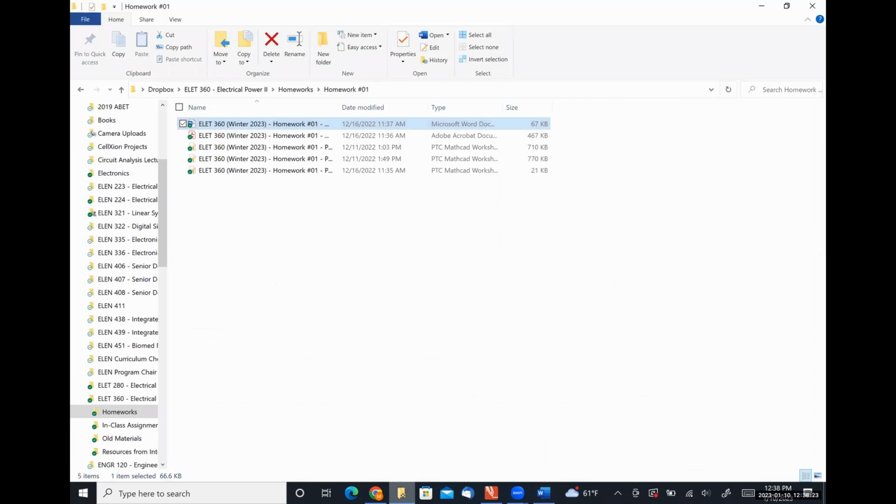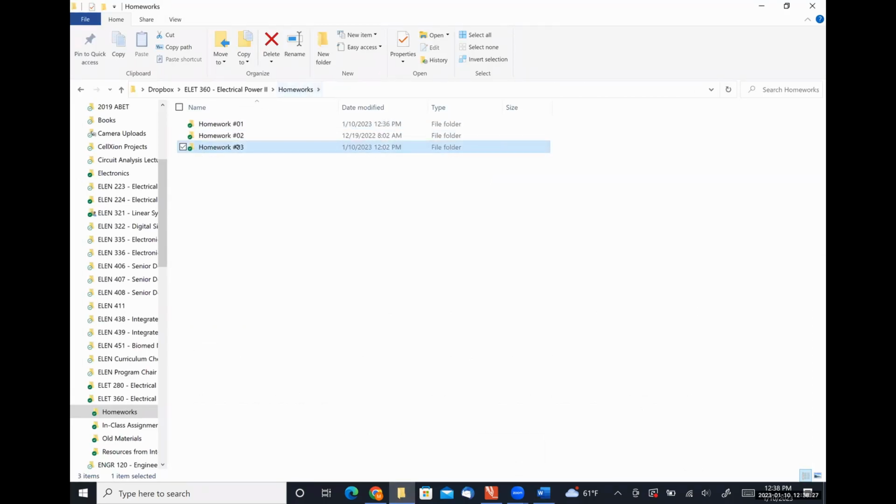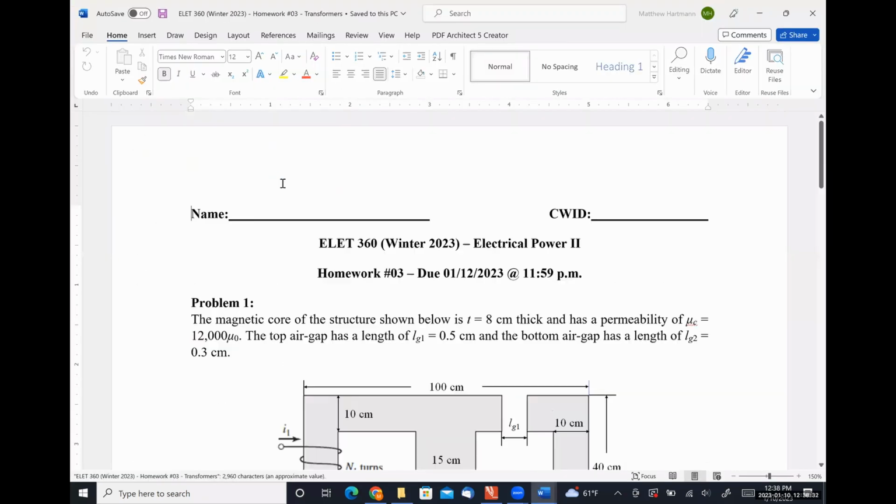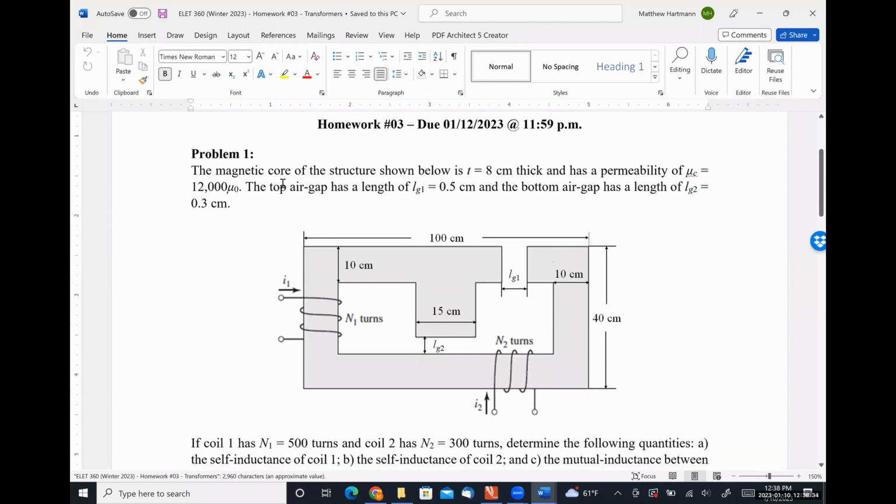So that's your first problem. Your second problem is going to be more in line with the first problem from homework number 3, okay? So I'm going to give you a core. It's not going to be as complicated as this one. It's going to have 2 coils on it. I'm going to ask you to find the equivalent reluctance seen by the first coil and the self-inductance of the first coil. I'm going to ask you to find the equivalent reluctance seen by the second coil and the self-inductance of the second coil, and then the mutual inductance between the 2 coils.